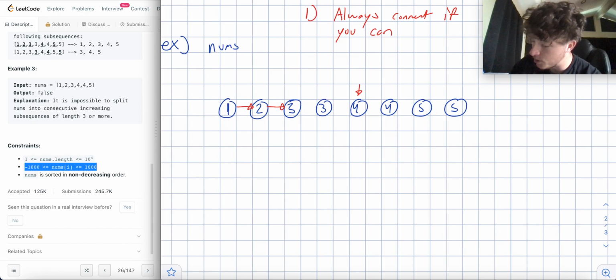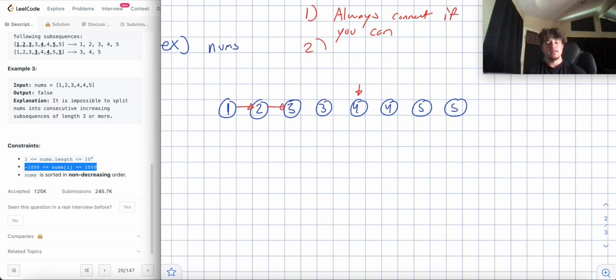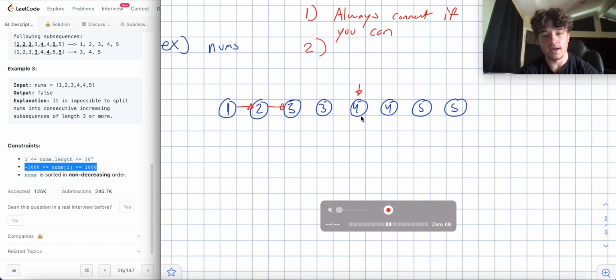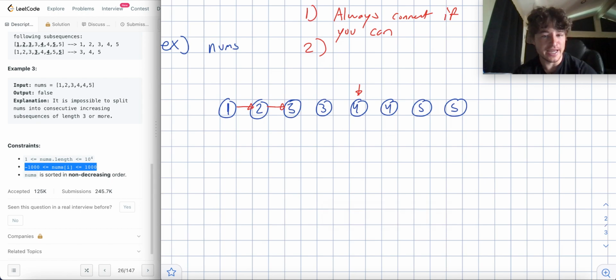Now, the second thing we notice is, well, there's this 4 here, right? Now, this 4 has options, okay? This 4 can connect to this 3, or this 4 can connect to this 3. And it's like, well, which one should I connect to? I could connect to this 3 here, because I should always connect to something if I can, or I can connect to this 3 here. Now, I can't connect to both, right, because no one element can be in multiple subsequences. So who am I going to connect to? Am I going to connect to the first 3 or the second 3?